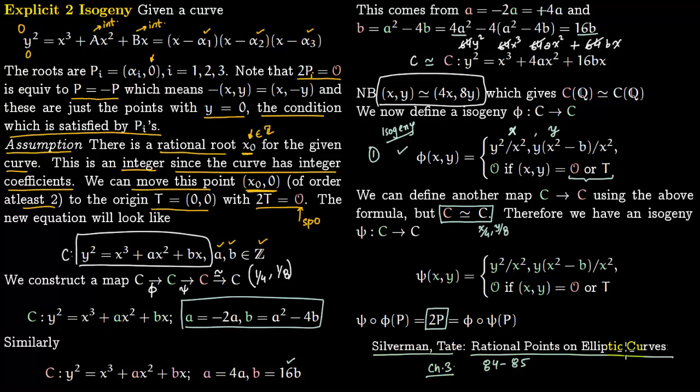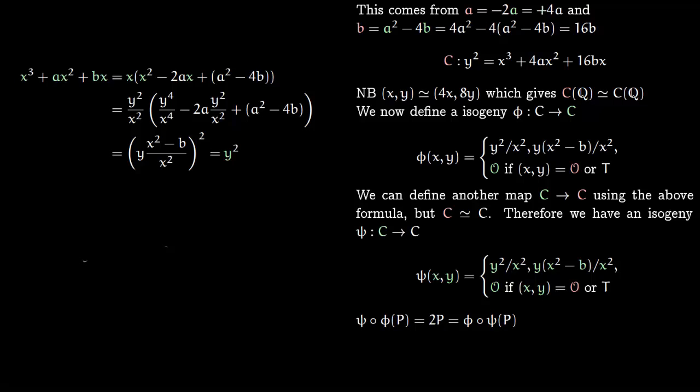So you can find this in the book. But we will say that these two maps make sense, and this is equal to 2P and this is also equal to 2P. To show that these points actually make sense, we have to show that these two points lie on the green curve for this to even make sense as a map.